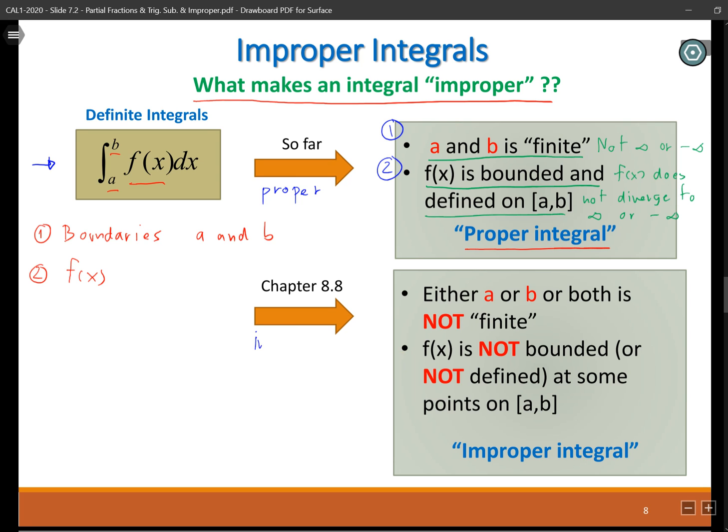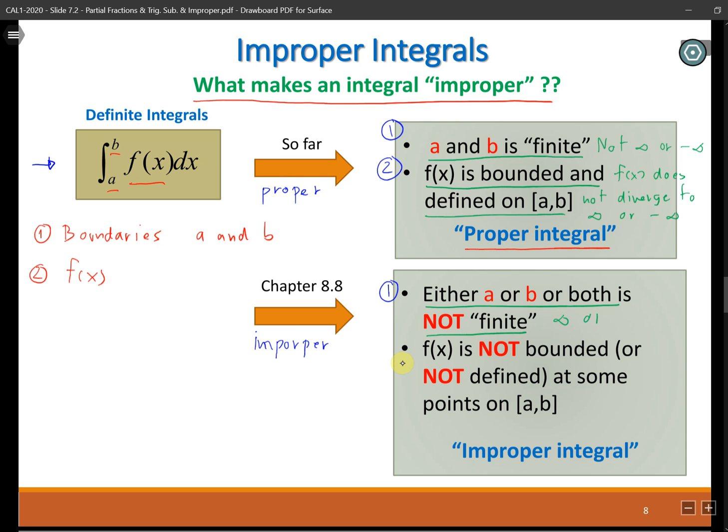Improper, which is chapter 8. An integral becomes improper if it violates one of the two conditions that we had before. So let's take a look at the first violation, about the boundaries. Number 1 right here. A and B was finite before, right, for the proper ones. Now for the improper, it's the opposite. It means that either A or B or both of them are not finite. So you can expect A or B or both of them to be infinity or minus infinity.